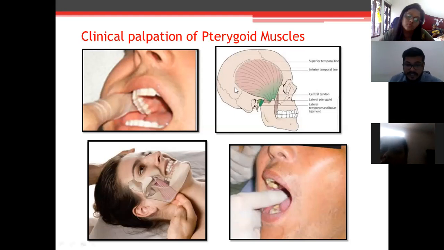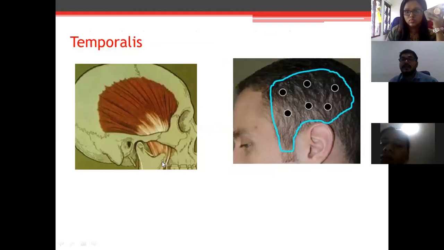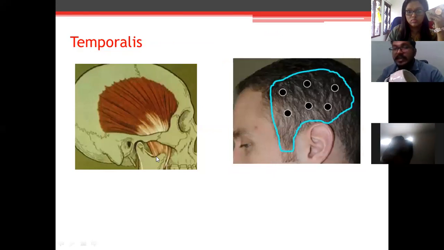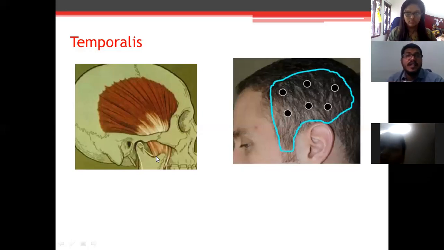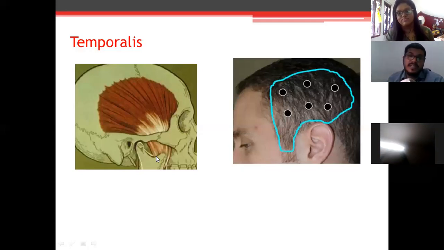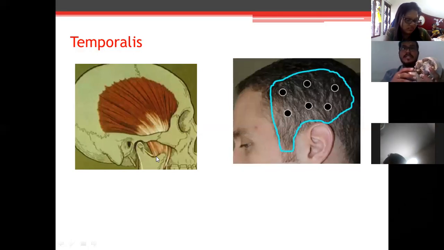In the previous slide, did you see here the coronoid process? The temporalis tendon is inserting in the coronoid process. So whenever you try to palpate your lateral pterygoid muscle, sometimes you may hit your temporalis tendon. In most temporomandibular joint disorders, the temporalis tendon will be much more painful. So instead of palpating your lateral pterygoid muscle, you may accidentally palpate your temporalis tendon. So what is the easy way for you to approach it?